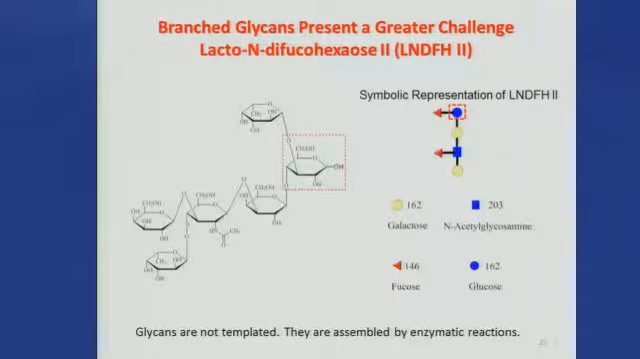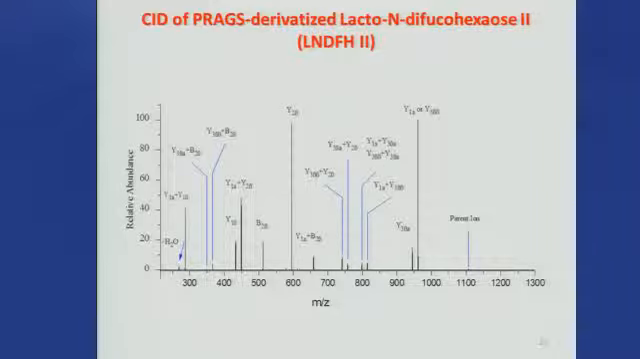Now, branched glycans, or these bushes, are what really present a challenge there. And this is lacto-N-difucohexaose, let's just call it LNDFH2 there. And it exists as a couple of isomers. This happens to be one of them. And this would be the symbolic representation for the glycan. And let's see what happens now when we do the CID.